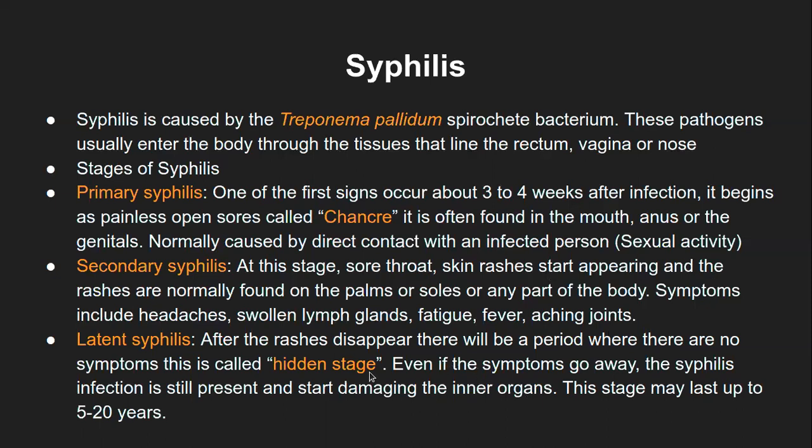So there is this hidden stage where there are no symptoms, and even if the symptoms go away, the syphilis infection is still present in the body, and it can start damaging the inner organs in the later part. This stage may last up to 5 to 20 years, unless you continuously take the medication and clear out the whole syphilis infection. That way this infection may not occur at all, but otherwise it will be present.